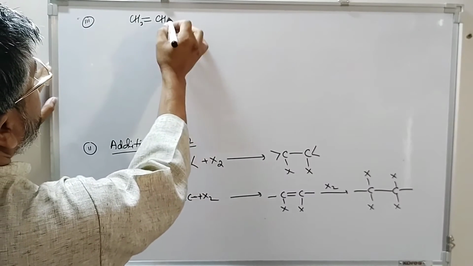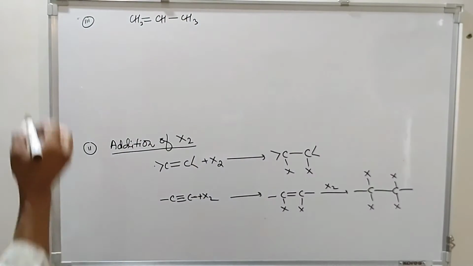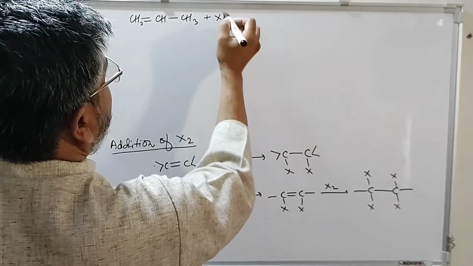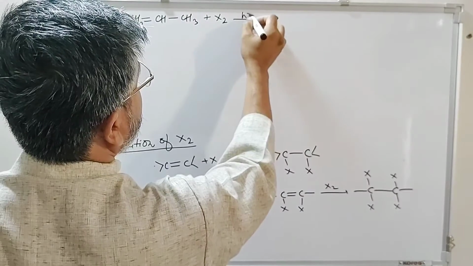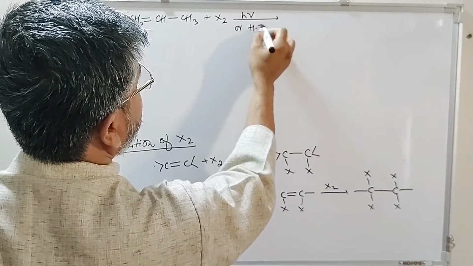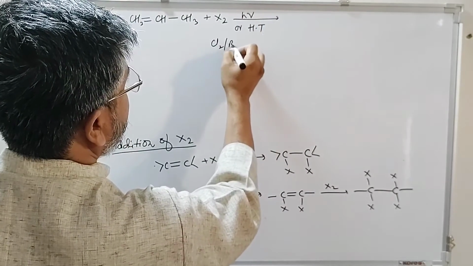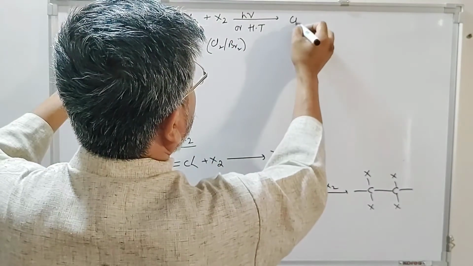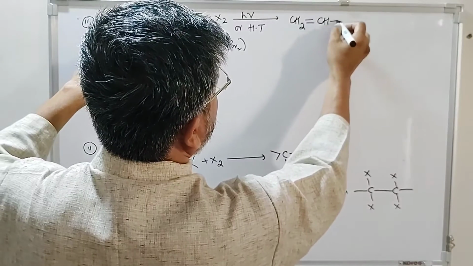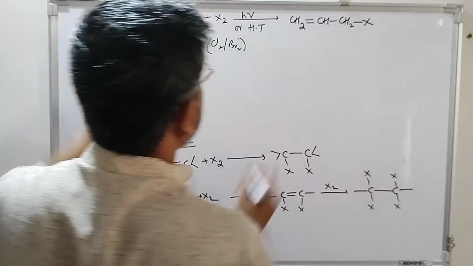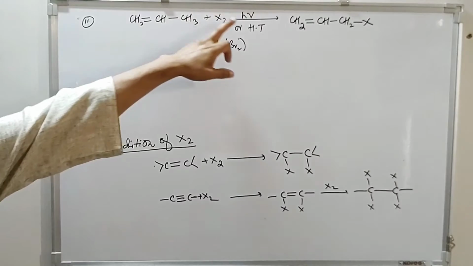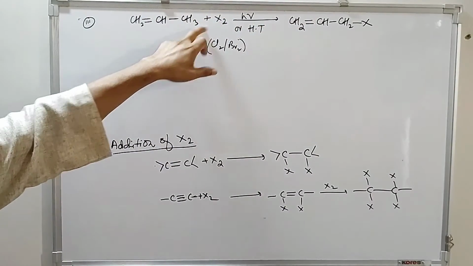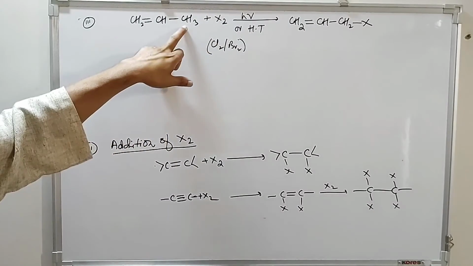CH2=CH-CH3, that is allyl group. This reacts with halogen in presence of sunlight or high temperature. This may be chlorine or this may be bromine. This gives you allyl substituted halogens. So keep in mind, in presence of sunlight or at high temperature, these types of reaction go by substitution reaction at allylic position.